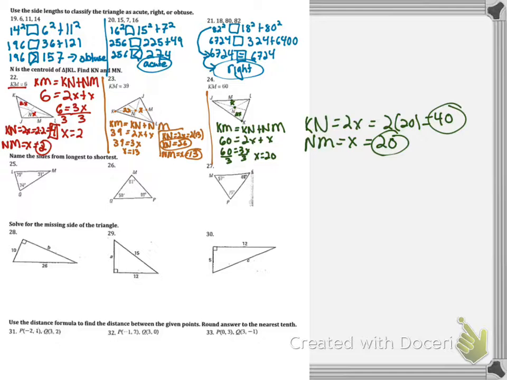Name the sides from longest to shortest. We just did this on the other side, but we'll continue on here. We see that our longest side is the side opposite of our biggest angle, which is that 75. So that's going to be OM, which is greater than, my next is that 74. So that's LM, which is greater than my smallest side, which is LO.